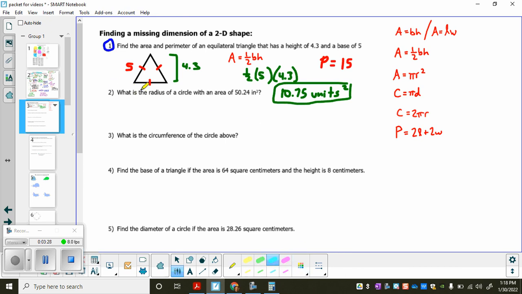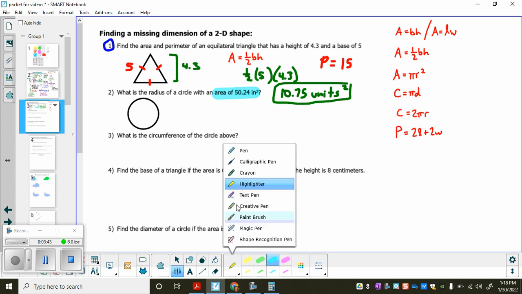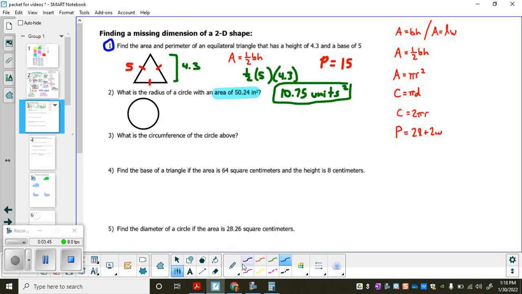So for number 2, I want to know what's the radius of a circle if I tell you that the area is a 50.24. Now I know that I have my little tools here on the computer, but just try to sketch a circle for yourself in your notes. It doesn't have to be perfect. And we're trying to find the missing radius, okay? So from here to here, that's what I don't know.